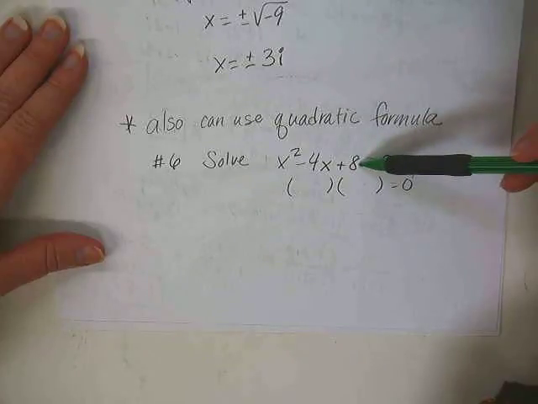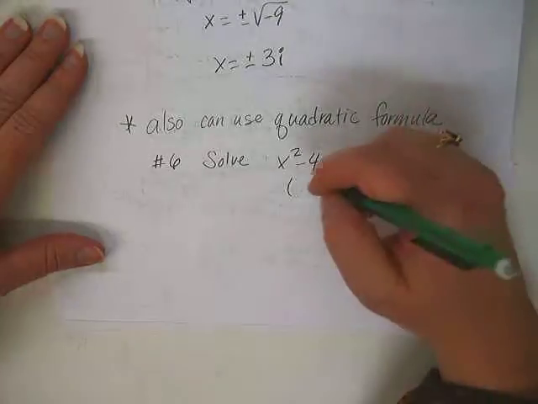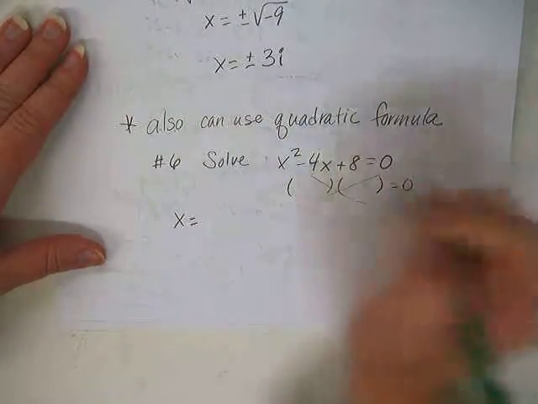We could use 4 and 2, which would add up to a 6. I think those are our only options. So it's not going to factor. So therefore we need to use the quadratic formula.